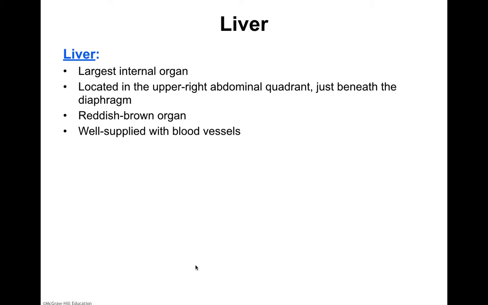The liver is our largest internal organ. It's located in the upper right abdominal quadrant, most of it, just beneath the diaphragm. It has a reddish brown look to it, and it is well supplied with blood vessels, and that's a very important part of its role in the body.